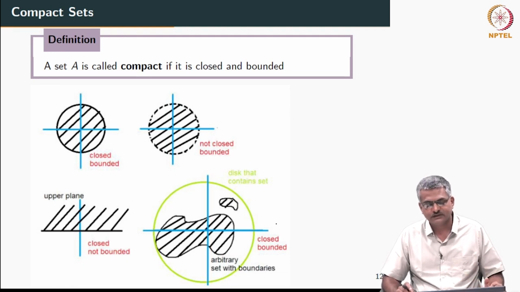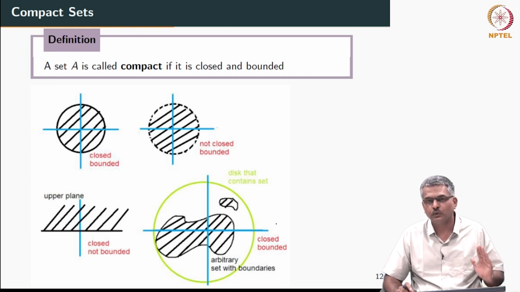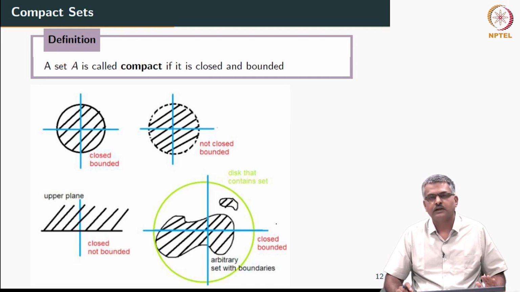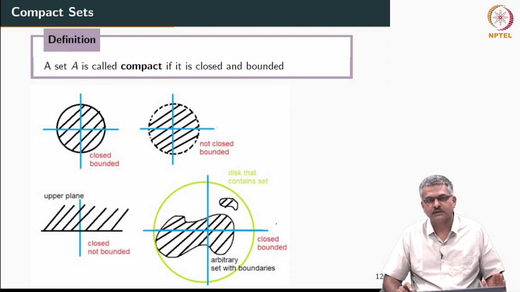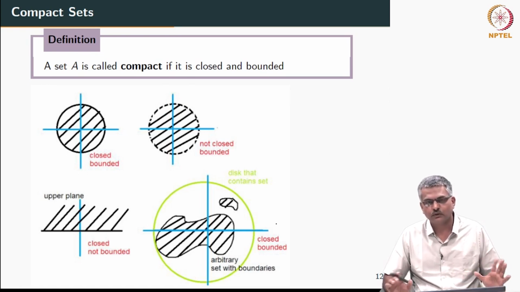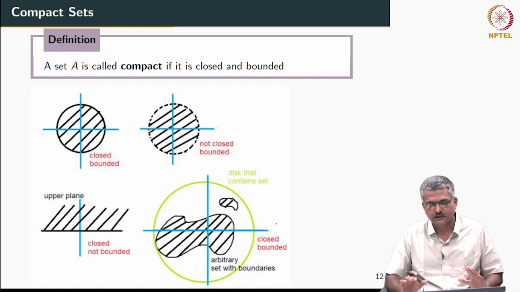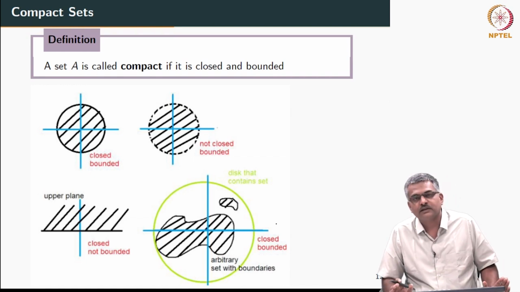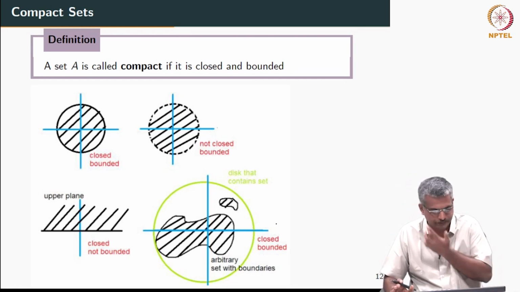Note that this definition works in Euclidean space and not in some other topological space. There is a more formal definition of a compact set, but since we are going to work in Euclidean space, this definition will work. A set is said to be compact if it is closed and bounded.